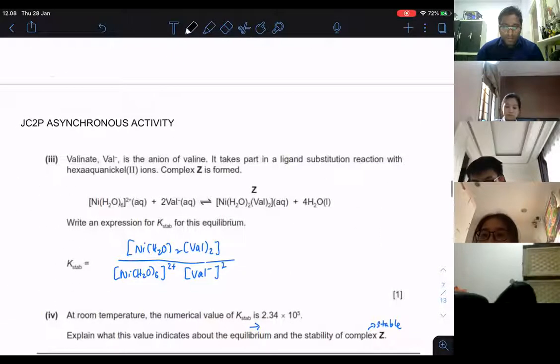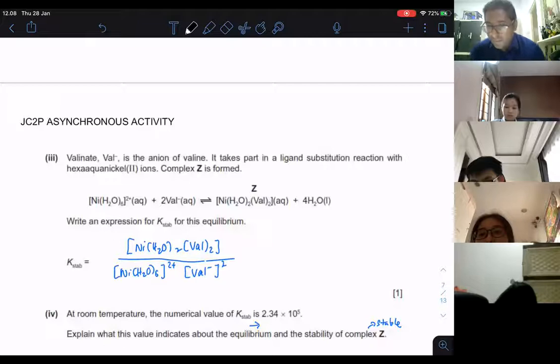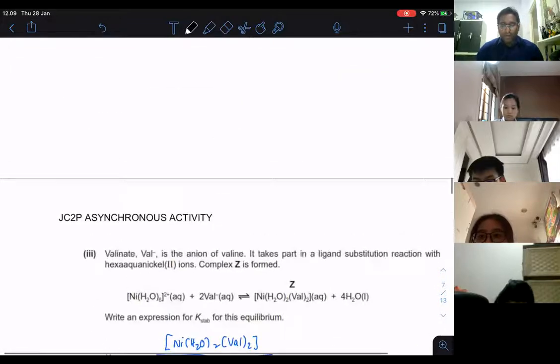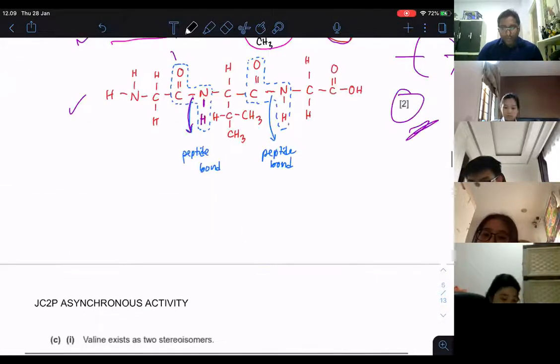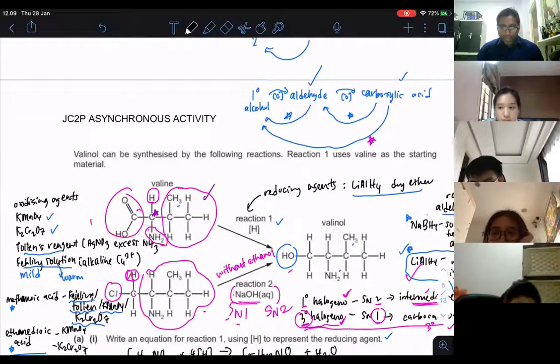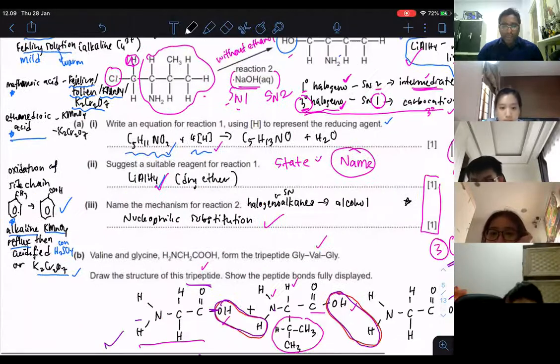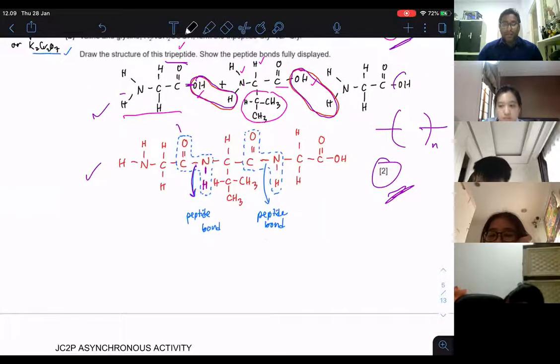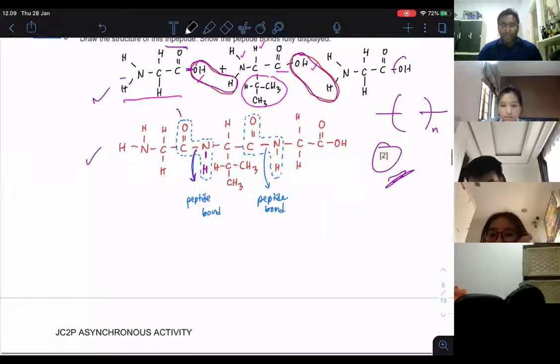And then this is going to be K step, stability constant. In this case, this is under transition elements. Valinate is an anion of valine. Still the same question. If you look over here, if I recall about this question, they started this question with amino acid, and then they ask about some AS stuff. Then they go into polypeptide, organic nitrogen compound, polypeptide and so on.